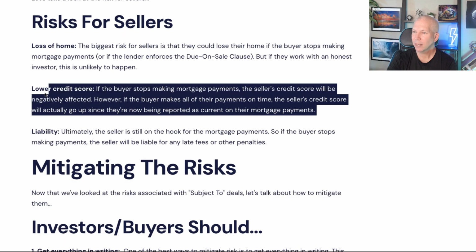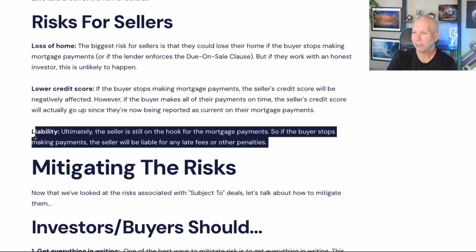Lower credit score, I find that this isn't a big deal once you've missed a couple of payments or you're behind or there's nothing that you can do when it comes down to it. Your credit score is what it is. Typically, someone who's selling their home subject to is not too concerned with their credit score. If they were, they'd put their home on the market, they'd sell it traditionally, they'd be done with it.